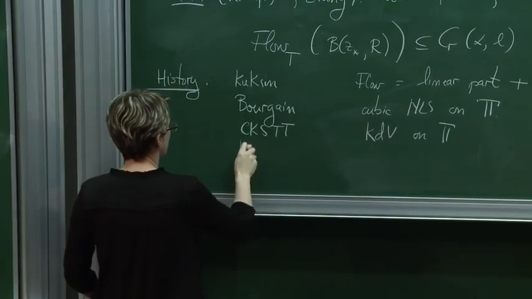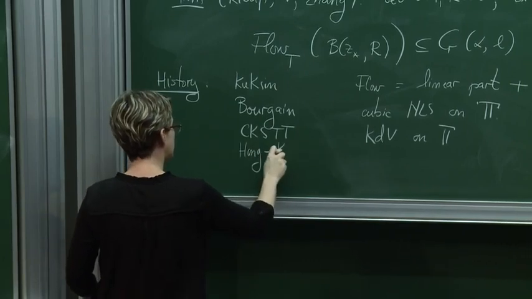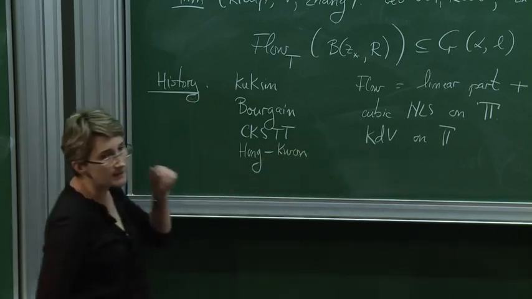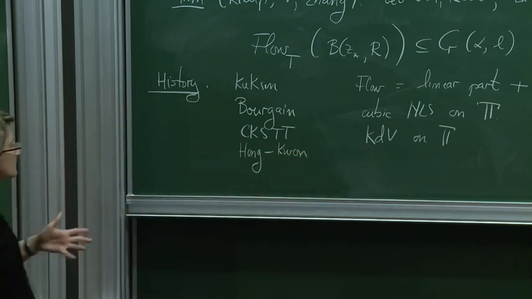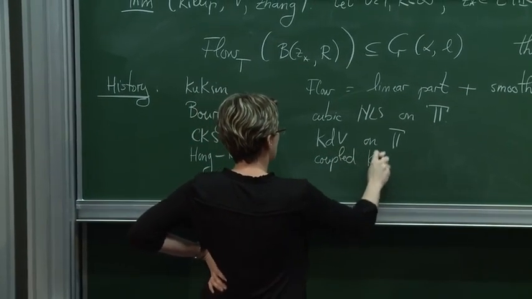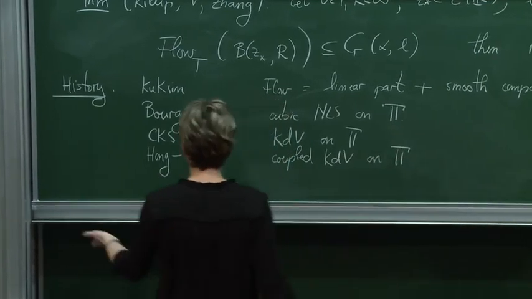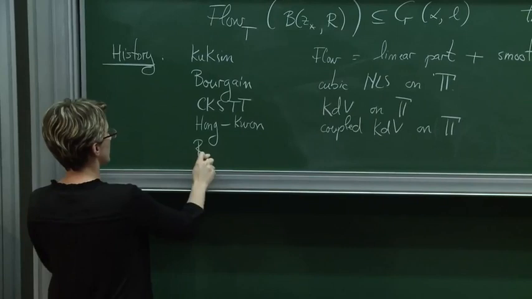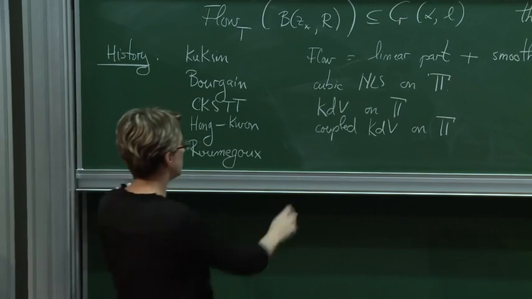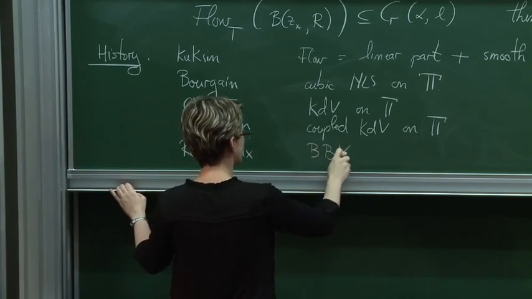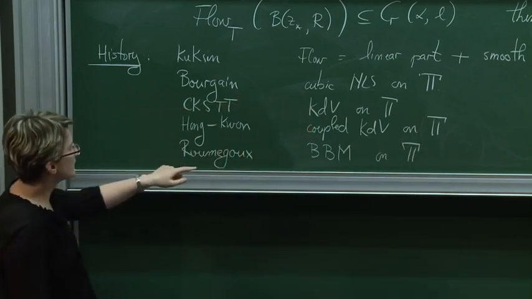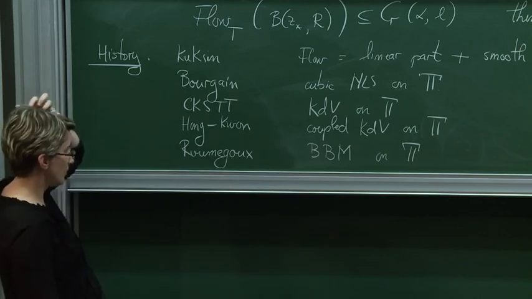Recently there is a paper of Hong and Sun-Sig Kwon, who is in the audience, who reproved this result of the I-team, dispensing with the use of the Miura transform, and they also proved symplectic non-squeezing for a system of coupled KdV equations, again on the torus. We have a result by Roumégoux, who proved symplectic non-squeezing for the Benjamin-Bona-Mahony equation, a close relative of KdV, again on the torus, by proving that this equation falls under Kuksin's framework.